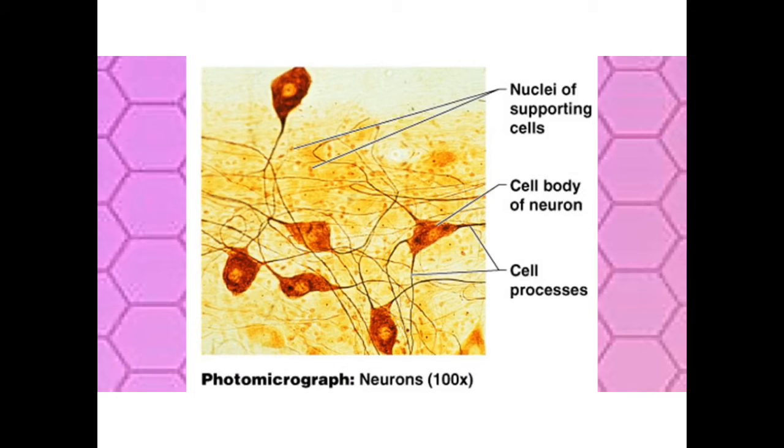Looking at nervous tissue underneath the microscope, we see these very large neurons. That's the cell body of the neuron. These are what are called dendrites and axons, the cell processes. We can see lots of neurons here in our nervous tissue. We also see little tiny dots of nuclei throughout. I changed my color here, so hopefully we can see the nuclei of those supporting cells throughout the nervous tissue.